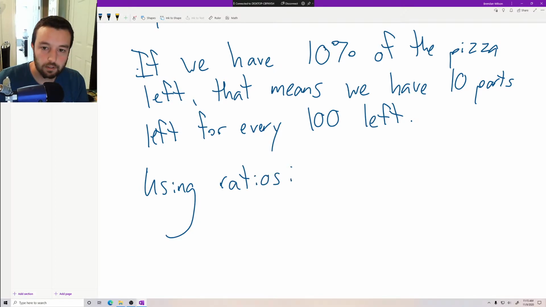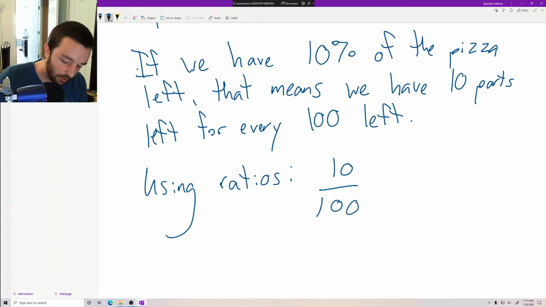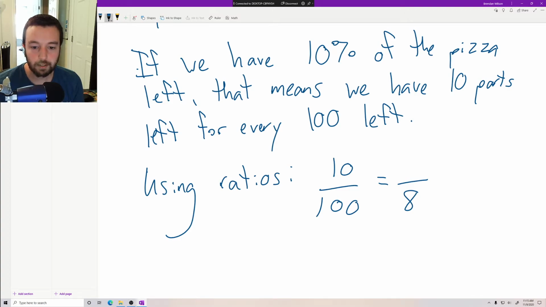So these should be in the same ratio, meaning that our 10 out of 100 parts, when we divide those numbers, we should get the same number. Whatever this quantity is, we should get the same number for the actual ratio of however much pizza we have. So, say we cut the pizza into 8 pieces. Whatever number we divide 8 by should be the same thing as 10 out of 100.